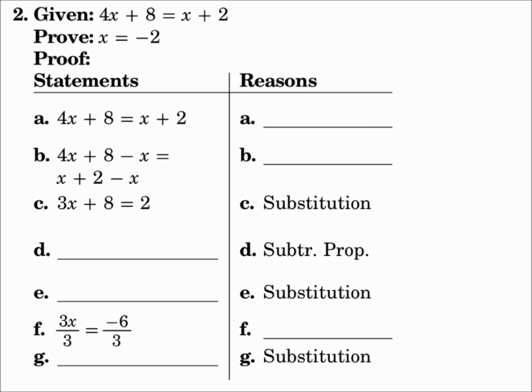Question 2. Given 4x plus 8 equals x plus 2, prove that x equals negative 2. So I'll solve this just like I solve an equation. That would be under the statements column, and the reasons that justify each step will go in the reasons column. As always, you start with what you're given, so statement A is the given information. Reason A is the word given. I know that's true because it was given to us. On step B, they subtract x from each side, so that will be the subtraction property. On step C, they simplified things, so that's substitution.